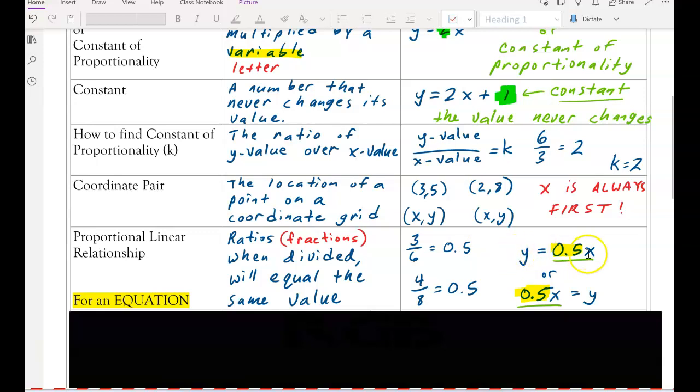So if you look at an equation like y equals 0.5x, or 0.5x equals y, you have a coefficient that is multiplied by the variable x, and nothing else added or subtracted to it. You have a proportional linear equation. Again, you have to have just a number being multiplied by x equaling y, and you have a proportional linear relationship in the equation.